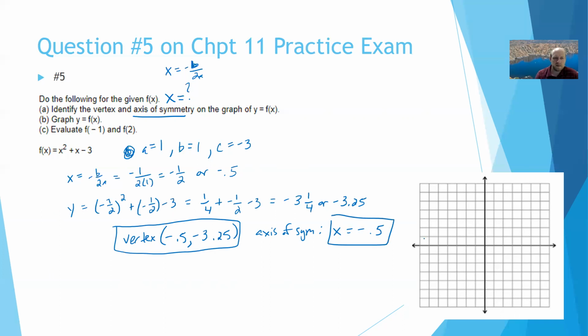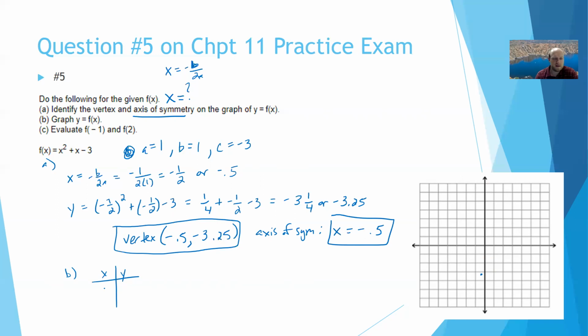And now for part B, they want us to graph it. So we have to plot our vertex, and your graphs are pretty nice. They tell you what points you're graphing. So negative 0.5, negative 3.25 is about right here. And then something we could do to graph it, this was part A and this is part B, is to make our XY table. I can just pick some values for X.